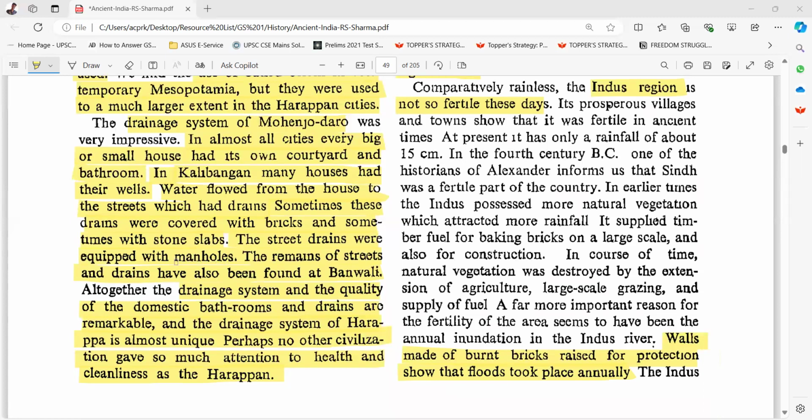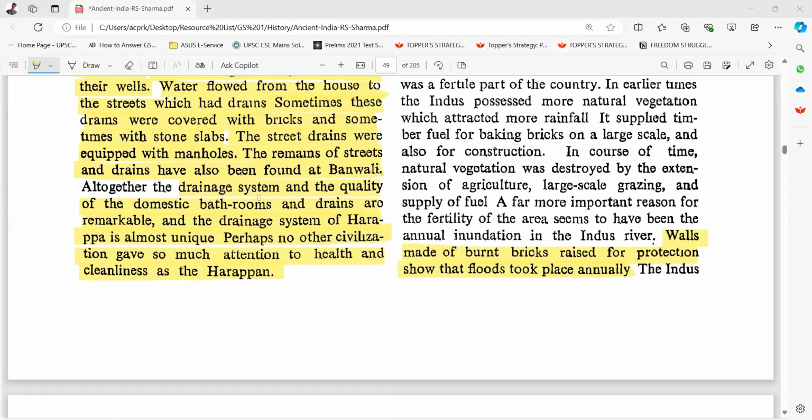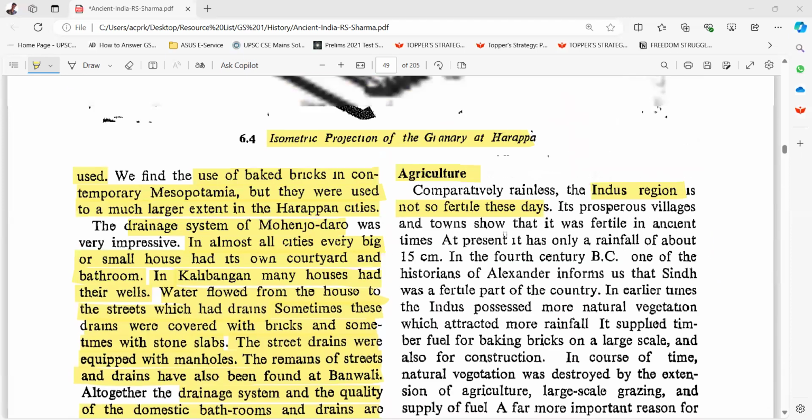The remains of streets and drains have also been found at Banawali. Altogether, the drainage system and the quality of the domestic bathrooms and drains are remarkable, and the drainage system of Harappa is almost unique. Perhaps no other civilization gave so much attention to health and cleanliness as the Harappan.